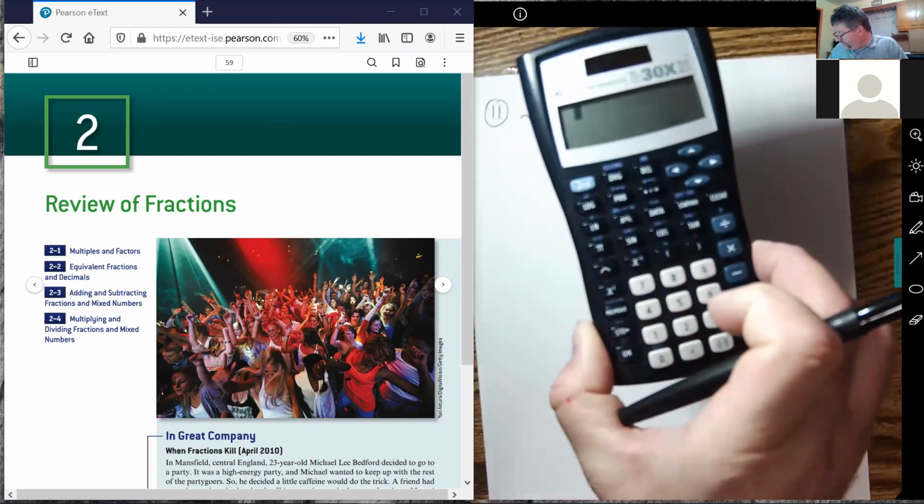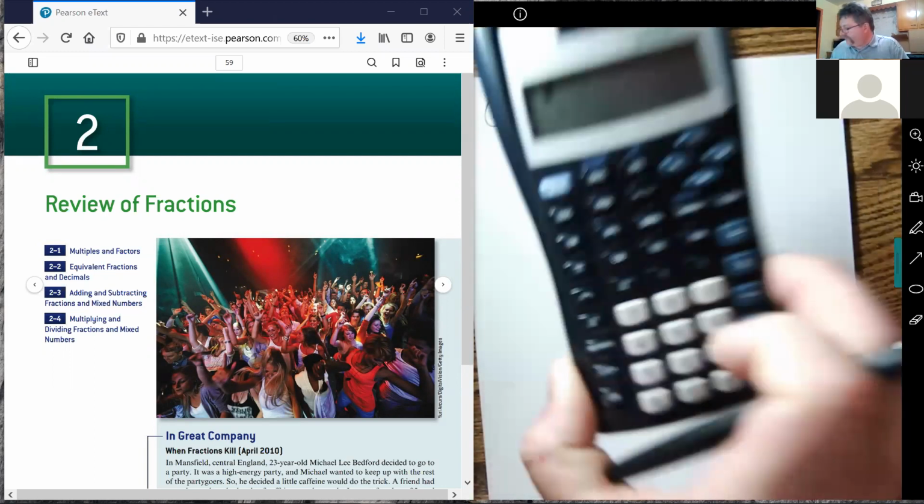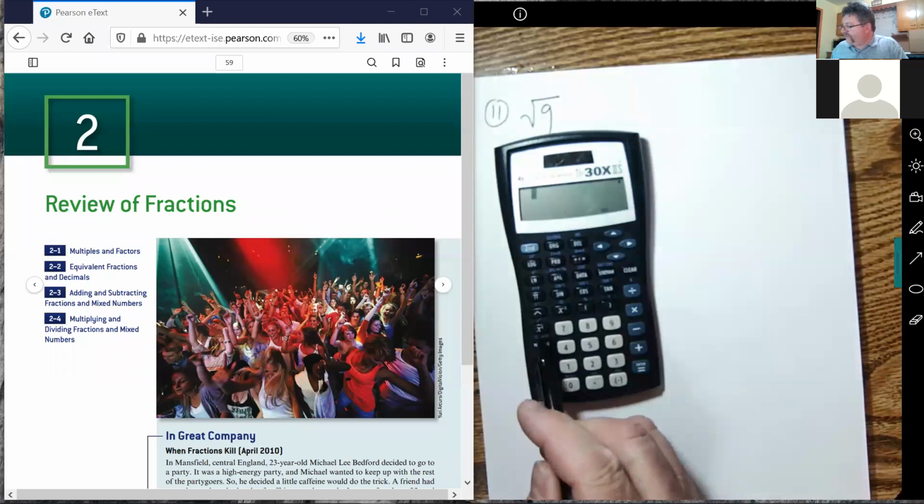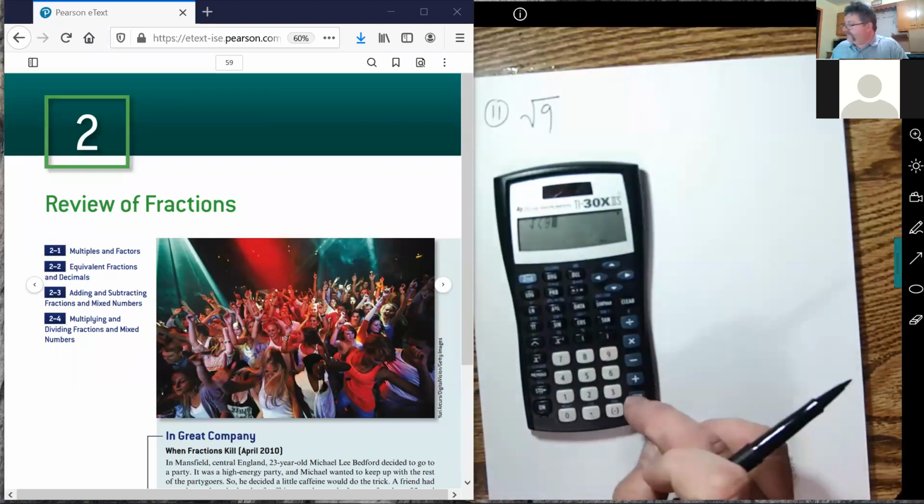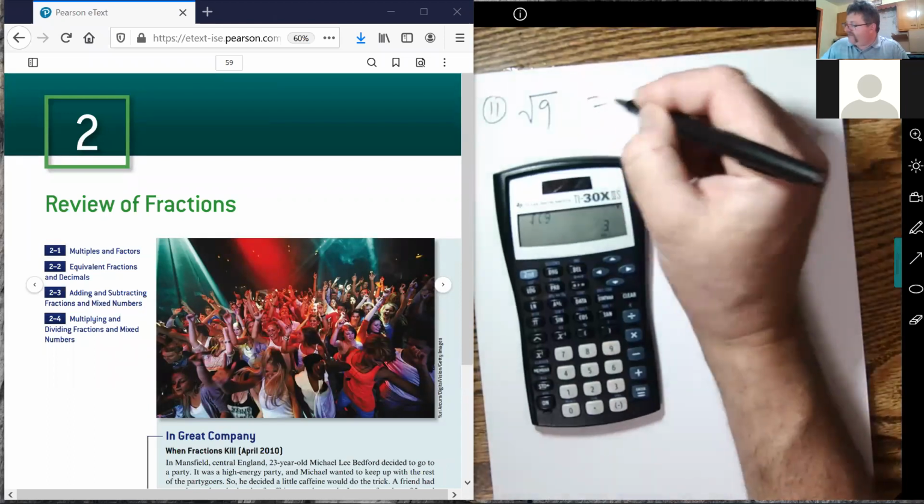Now everybody knows where your x square button is, or your square root button is, right? So square root of 9 is going to be a 3, right? Because 3 squared is 9.